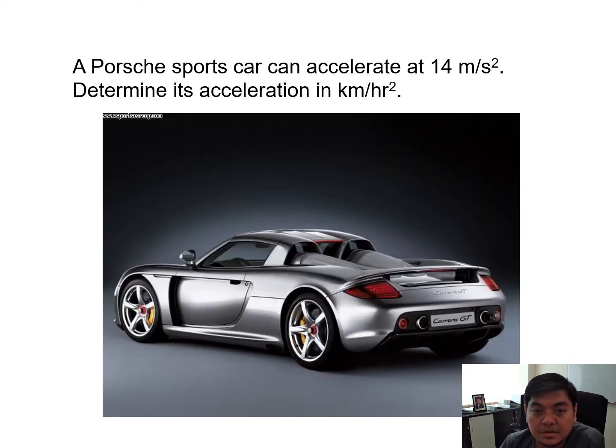A Porsche sports car can accelerate at 14 meters per second squared. Determine its acceleration in kilometers per hour squared. So this is something new, because it now involves seconds squared. So how to do it? Okay, so let's look at how we can solve it.